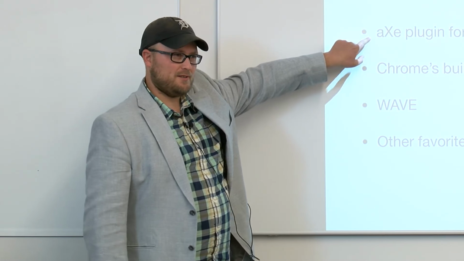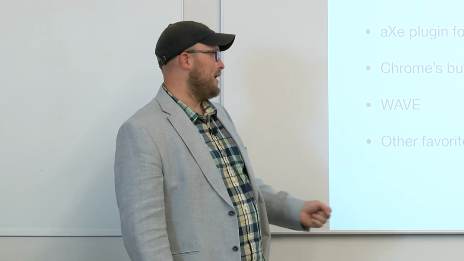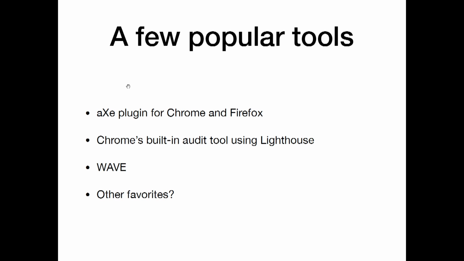So here's what we're going to cover today: the Axe plugin for Chrome and Firefox, and I'll go through even how you install that on your browser, so we'll do that next. Then we have Chrome's built-in audit tool using Lighthouse. It's one of the ones I like pretty well, and it's already built in. I think I tested it correctly: you have to download nothing, I think it's automatically part of Chrome. And then a third one, which is Wave. For those that don't want to get too nitty-gritty into the code, Wave offers a different kind of interface for you to see what kind of errors there are.